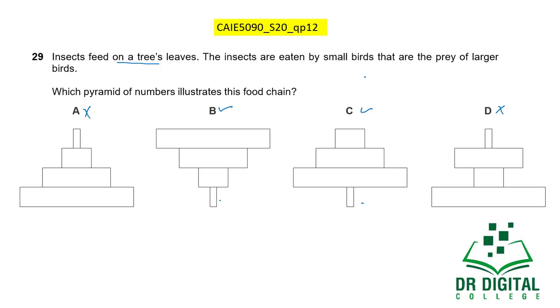Okay, now on one tree there are small birds. Small birds must be more in number than the tree. So they are here more, they are here more. Both B and C can be correct. Now the small birds are the prey of larger birds. Larger birds must be less in number than the small birds. If they have to feed on small birds, they should be less in number. Okay, so they are more in number. So this is wrong, while this is less in number. That is correct. So option B is wrong. So the answer for this question is C.